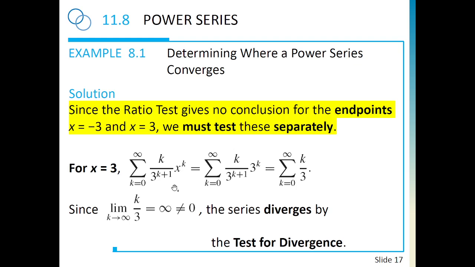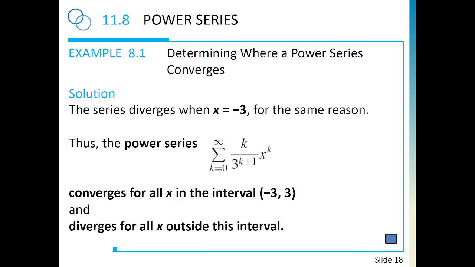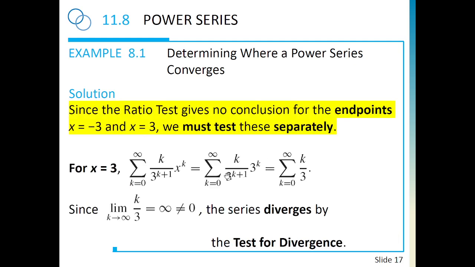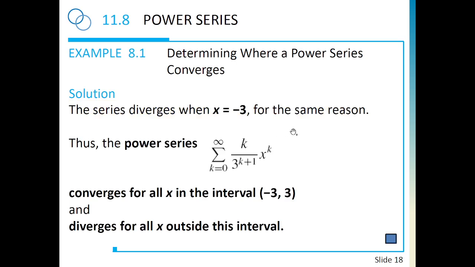So at this endpoint on the right side, the series is divergent. What happens if I plug in negative 3? I take the series and plug in negative 3. Something similar happens. I will have negative 1 to the power k, so essentially I'll have an alternating version of this, and the general term again is not going to 0, therefore the series is divergent. So at both of these endpoints, the series is divergent.